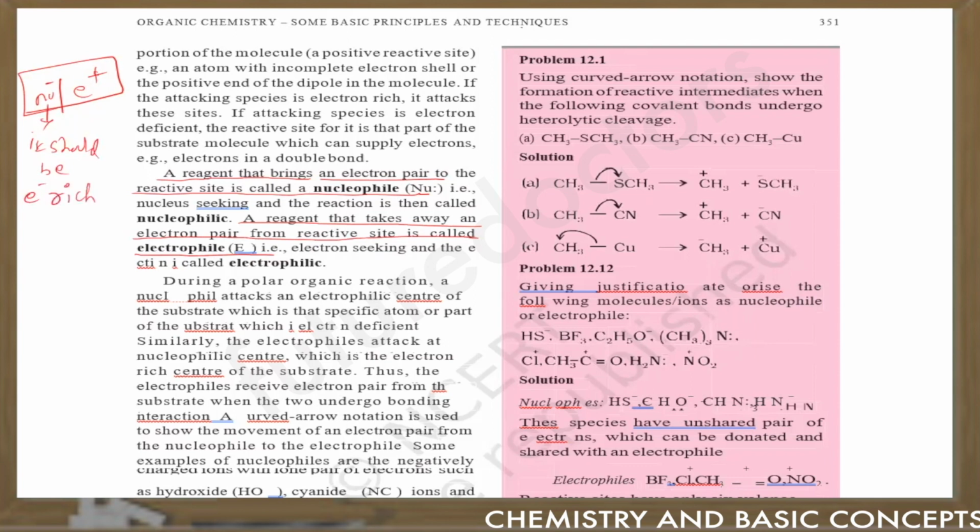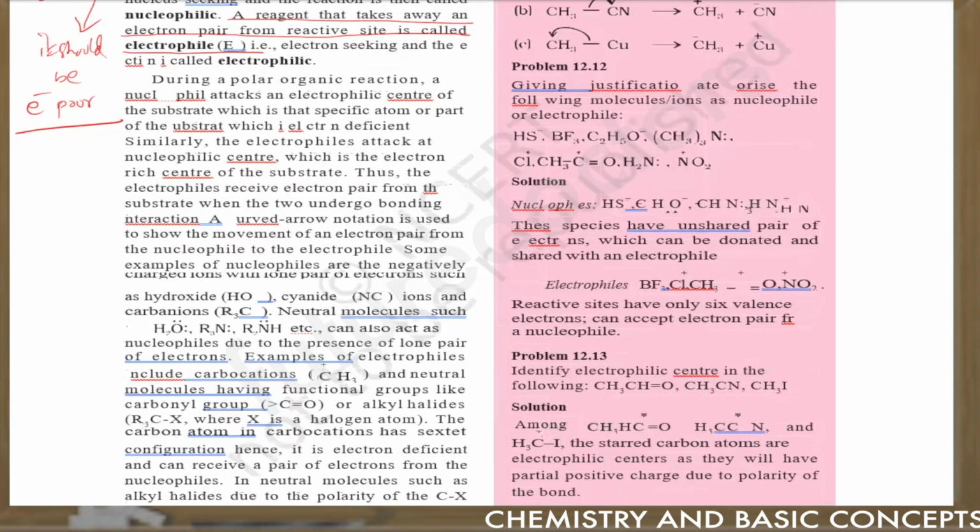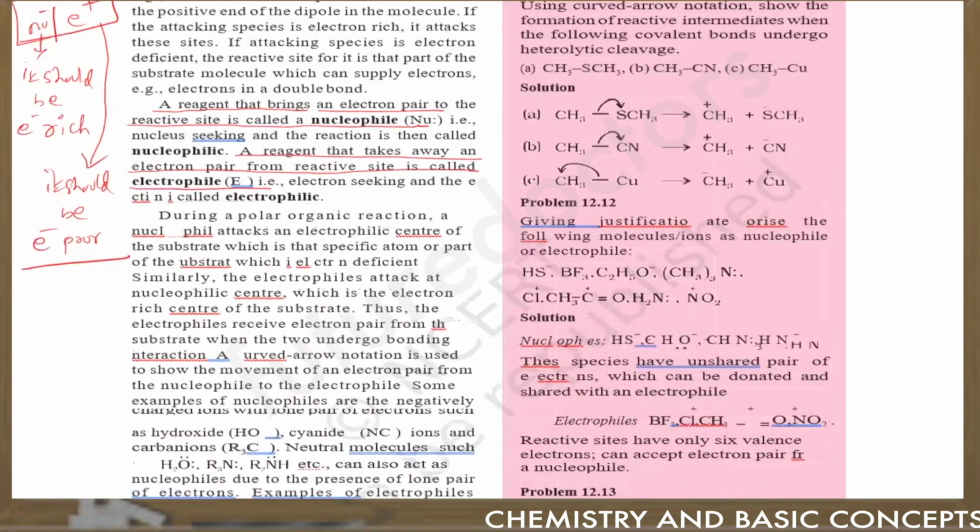Okay, then a reagent that takes away an electron pair from the reactive site is an electrophile. It should be electron poor. If that is rich, this should be poor. So this is a trend, the basic principle.